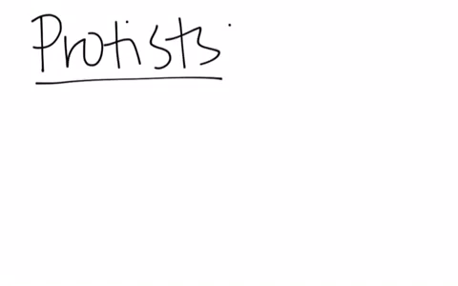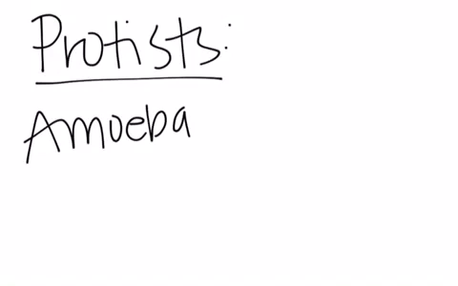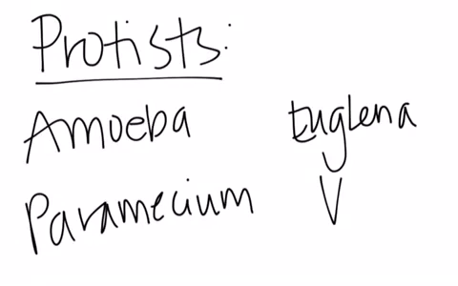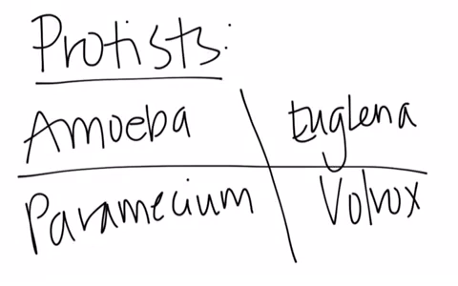So again, let's do a quick review. We have talked today about the protists. We have discussed 4 different kinds. The amoeba, we talked about the paramecium, the euglena, and the Volvox. For any upcoming assessments, you should be able to identify these 4 protists, and you should be able to identify how they move and how they eat.